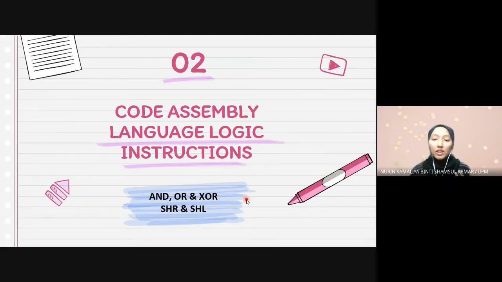There are many logic instructions, like for example, compare (CMP). There is also rotate right (ROR) and rotate left (ROL). But I'm going to cover AND, OR, XOR, shift right and shift left.